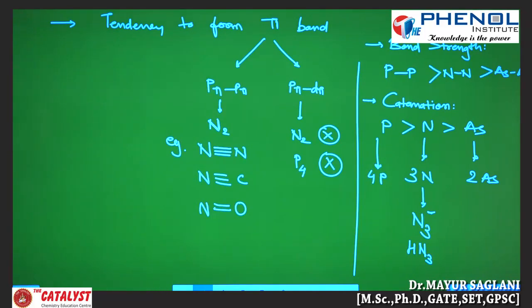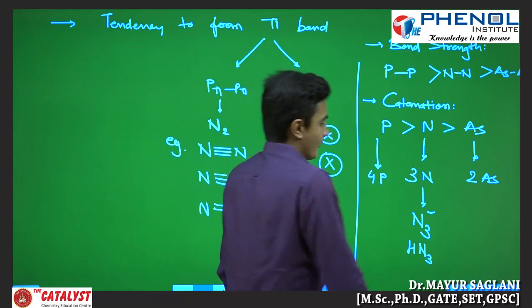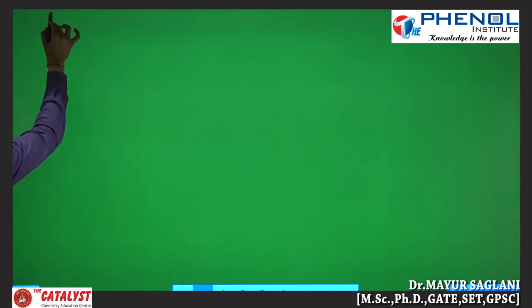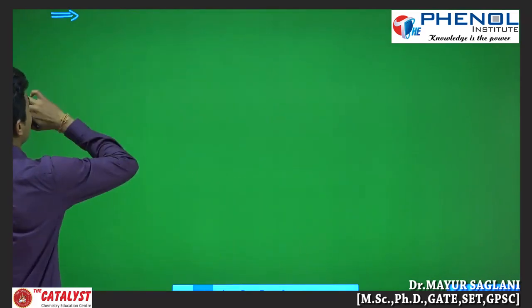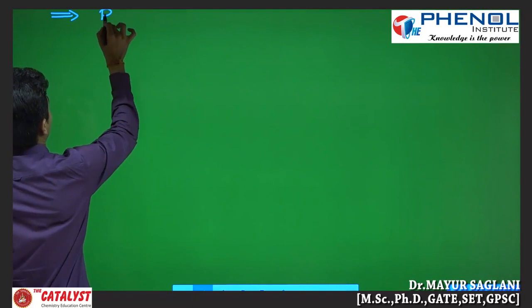Okay. So these are the tendency for the formation of pi bond. If you see next, then we will start the properties, that is chemical properties, and first of all I am discussing the reaction with the hydrogen.